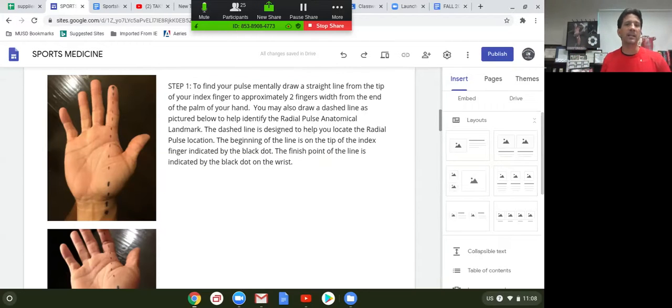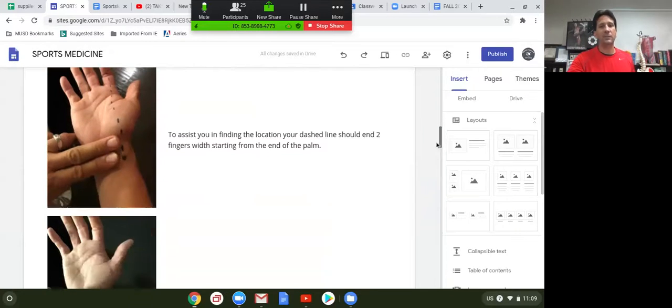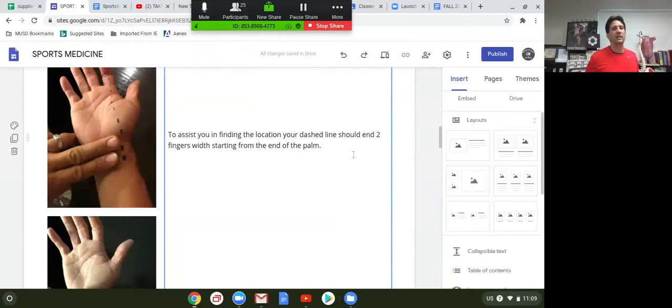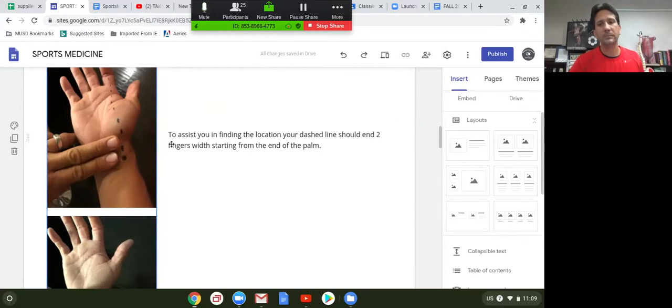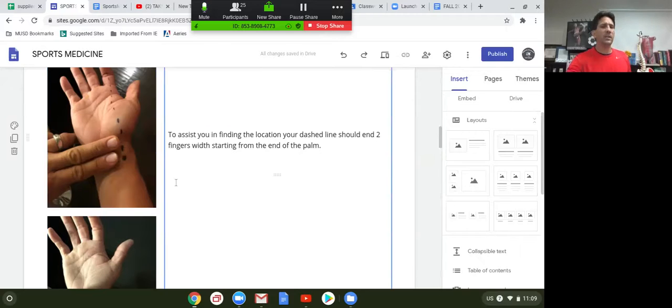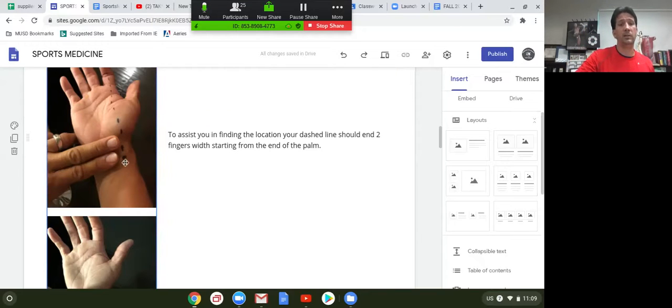The beginning of the line is on the top of the index finger, indicated by the black dot. The finish point of the line is indicated by the black dot on the wrist. To assist you in finding the location, your dashed line should end 2 fingers width starting from the end of the palm. This is something you can do now, and we have a little bit of time. You can draw the dashed line from the tip of your finger to this location, or at least just visually understand that's where it's at.